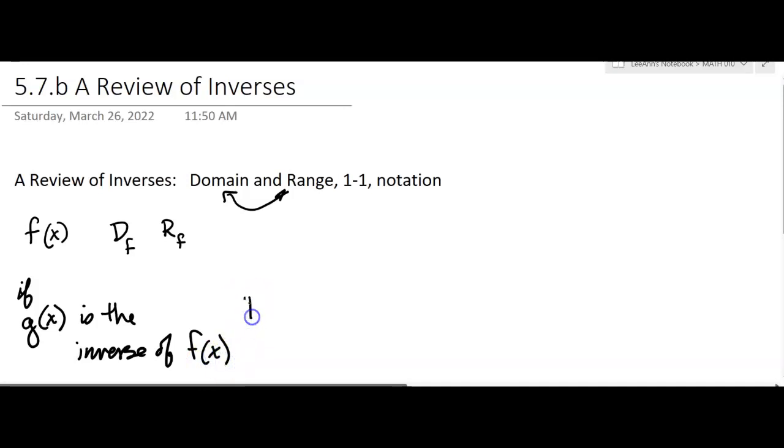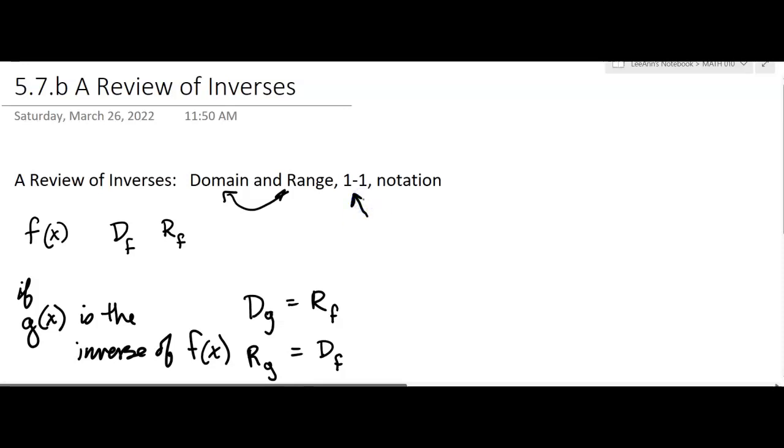then the domain of g is equal to the range of f, and the range of g is equal to the domain of f. So they switch places. I don't know if that notation is helpful, but remember that when we get further on, the domain and range switch places for a function and its inverse.